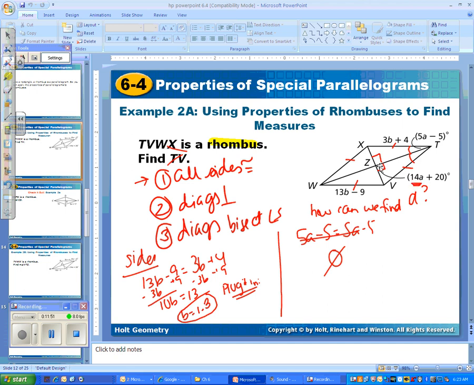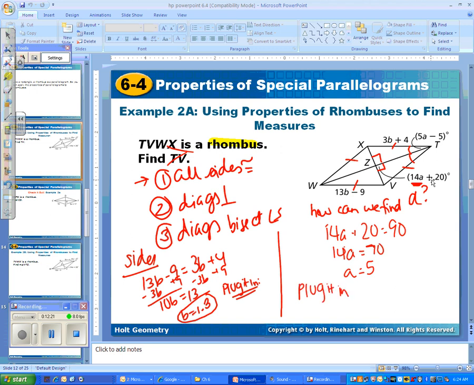And we know that this angle is going to be 90 degrees because the diagonals bisect each other. So the equation we're going to use instead is 14a plus 20 equals 90 degrees. And then solve from there. So 14a equals 70. A equals 70 divided by 14. A equals 5. And then you have to plug it in.